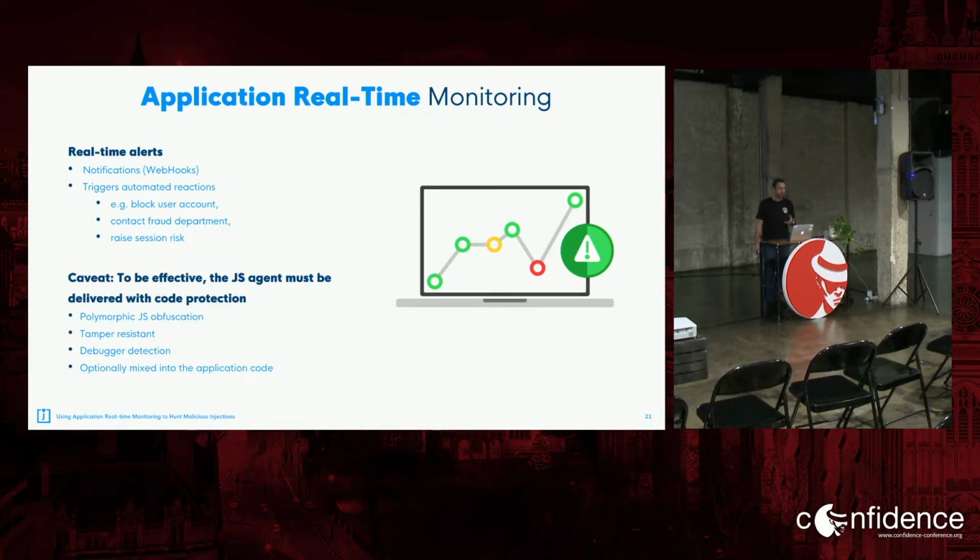But this has a caveat. In order to do what we do, and remember that we are using JavaScript on the client side, which is by itself also exposed, we need to somehow have some sort of assurances, or at least make it harder for someone to interfere with our own JavaScript. So in order to do that, we are using polymorphic JavaScript obfuscation, which is also tamper resistant, so it's able to detect any modification to the code itself. And it detects when people are trying to debug that code specifically.